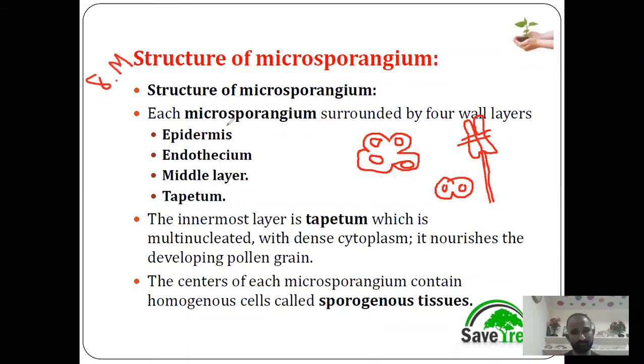Okay, so here are the four walls of that anther, nothing but the epidermis, endothelium, middle layers, and tapetum layers. Beneath the tapetum layer, a tissue is present which is called sporogenous tissue. This sporogenous tissue is a fertile tissue which is involved in microsporogenesis, and finally they produce the pollen grains.